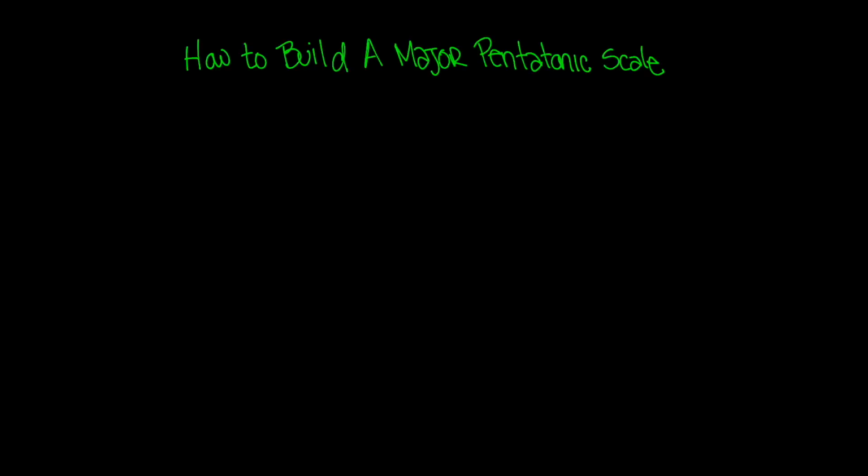Welcome back, everyone, and in today's video we are going to learn how to build a major pentatonic scale. Before we do, let's get into some basic terminology. Most scales that we've built so far have been heptatonic, and heptatonic just simply means that they're going to have 7 notes. The prefix hepta is just 7 notes.